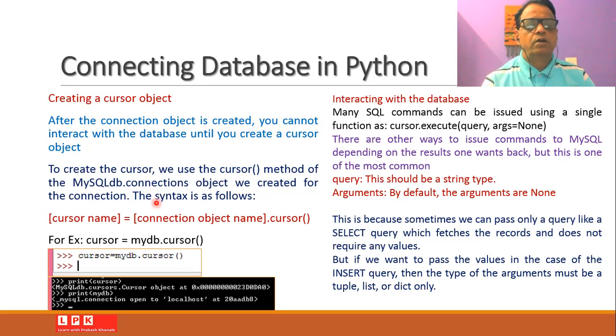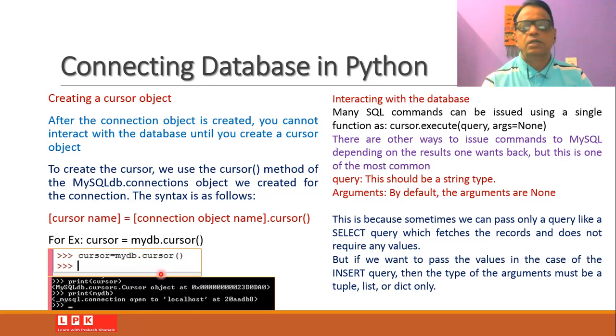So the syntax for creating a cursor object is like this: cursor name can be any valid variable name, which is equal to connection object name dot cursor. So for example, we can write cursor is equal to mydb.cursor. So if you type this command on the Python prompt and if it is executed successfully without error, it means that the cursor object is created.